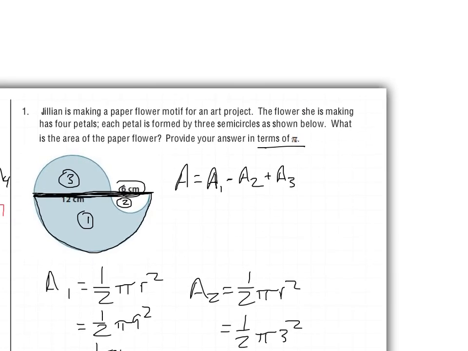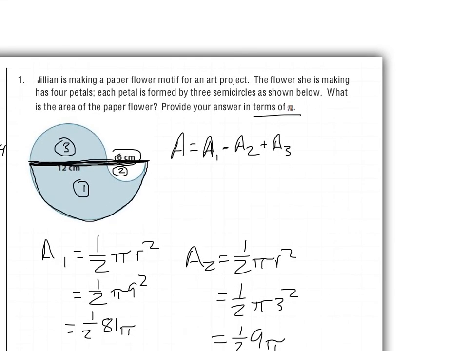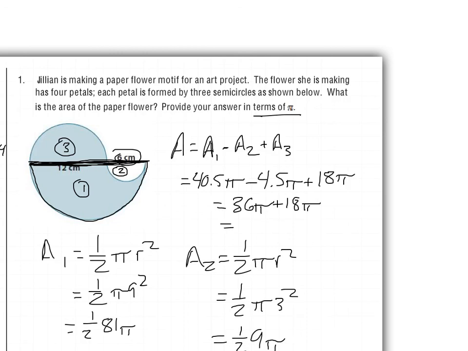So I'm going to come through up here and I'm going to fill in my pieces. I have 40.5 pi minus the small piece that was taken away, 4.5 pi, plus that extra semicircle that was added on at the end, which had a value of 18 pi. 40.5 pi minus the 4.5 pi is 36 pi plus 18 pi, which is equal to 54 pi.